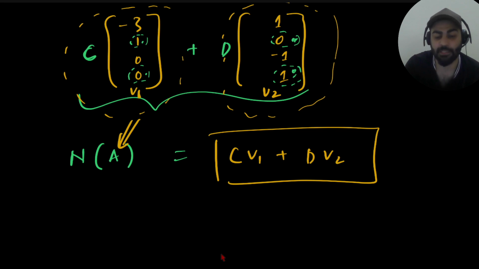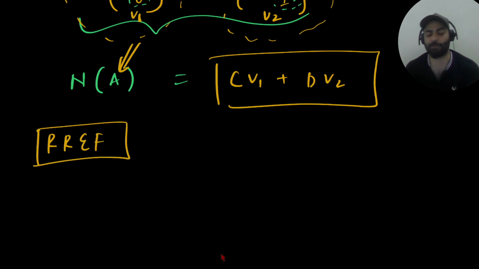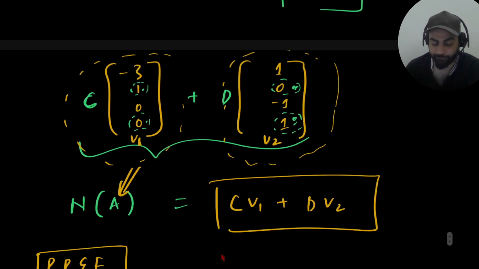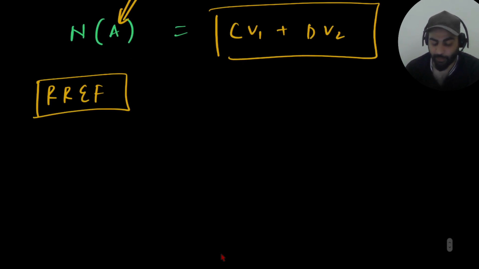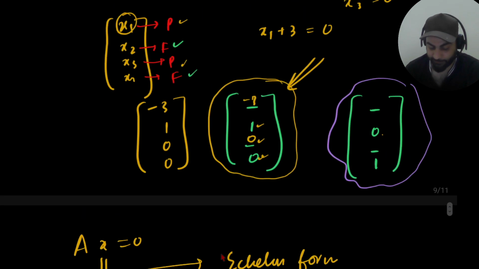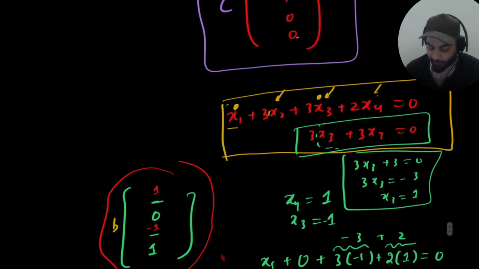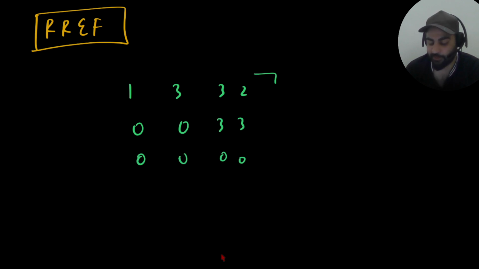Yes, sir. Nice. So if it is clear, we'll again go to what's called the row reduced echelon form. It's nothing special. Now we'll take the row reduced echelon form. So we had this equation in a row reduced form. The equation basically was this: 1 3 3 2, 0 0 3 3, and then 0 0 0 0. This is our echelon form.